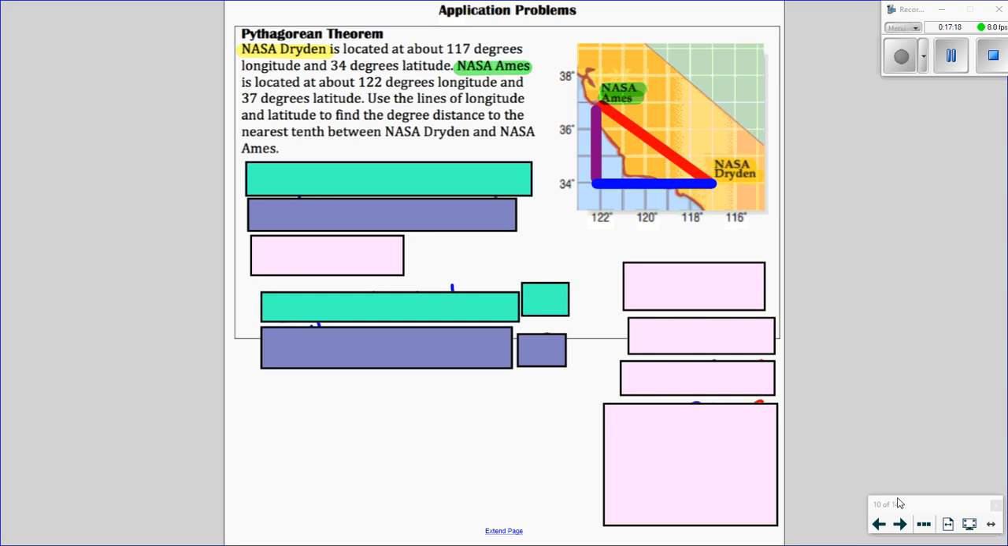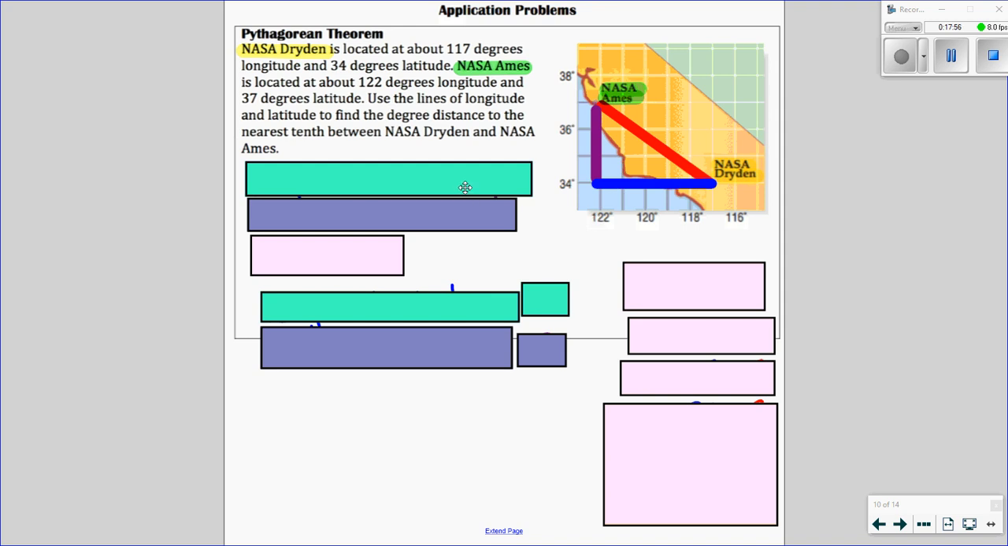Okay, we're going to use the Pythagorean theorem and apply it to a real-life problem. So it says, NASA's Dryden is located about 117 degrees longitude and 34 degrees latitude. NASA Ames is located about 122 degrees longitude and 37 degrees latitude. Use the lines of longitude and latitude to find the degree distance to the nearest tenth between NASA Dryden and NASA Ames. So here we have a diagram.